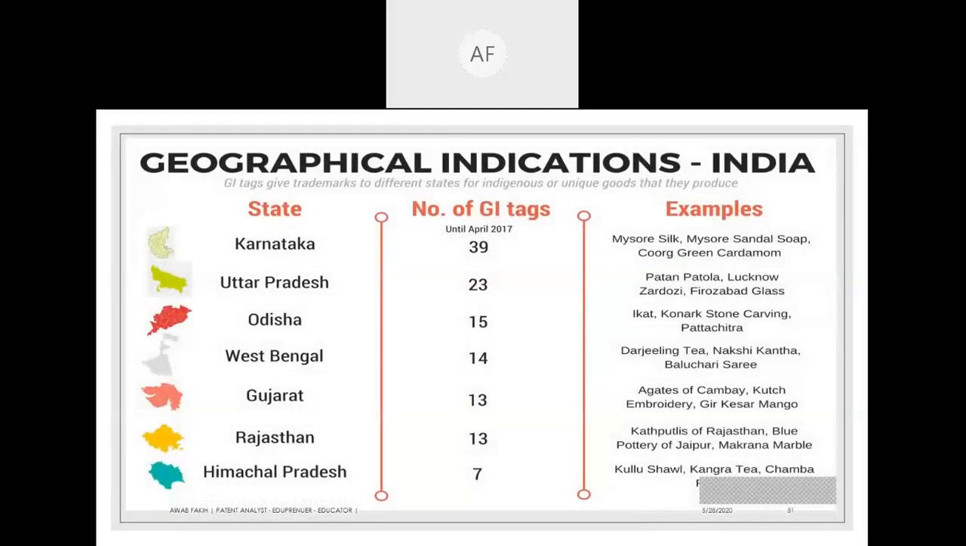You can see the number of states and the number of tags which have been registered. This chart is very old, from 2017, and it has already been revised. So this is a sample example which you can have a look at. This is the way it works: the more tags you have, the more it benefits your people. If you feel that in your native place something is very famous and unique from others, like a fruit that is really unique because of the soil and climate there, and it does not have a GI tag, you can work for a GI tag in your area. One of the booming sectors at this moment is agriculture.